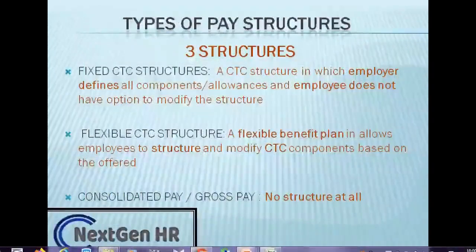Talking about the third one, that is the consolidated pay or gross pay. Here there is no scientific method or structure used, just a consolidated payment is given, or without any logic of the CTC or the structuring, components are done and the payment is given. So this is usually done by the accounting department, and we don't need to study much about this. So we will be studying more on the fixed CTC structure and flexible CTC structure in this course.